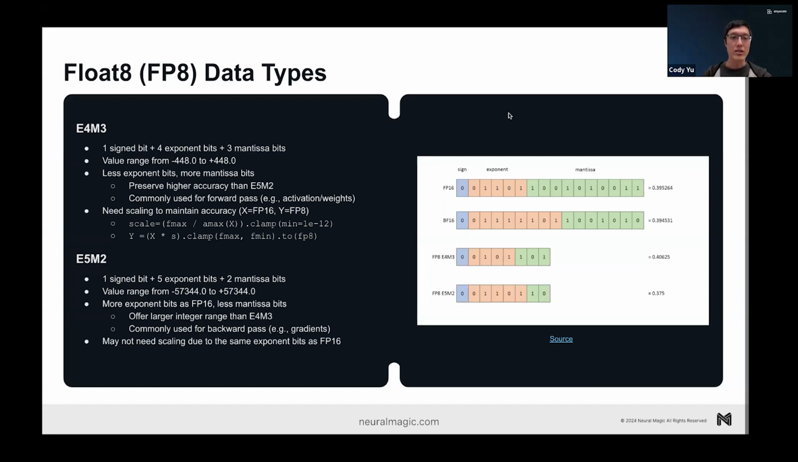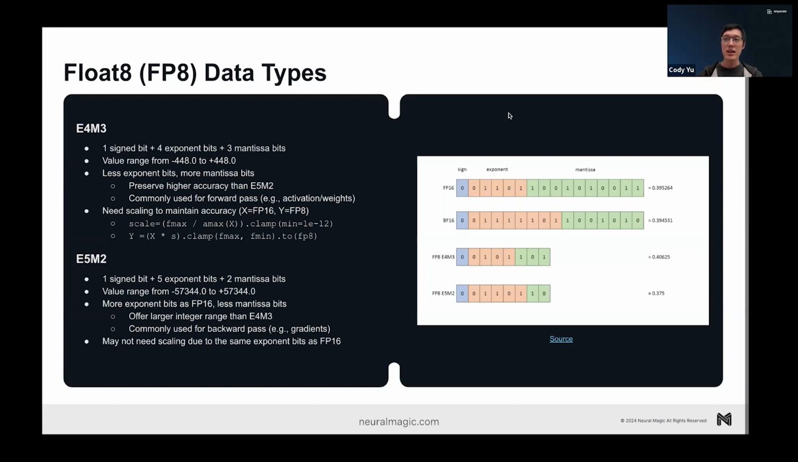Another format is called E5M2. This just changes the number of bits for exponent and mantissa. So you can have a larger value range from minus 57K to positive 57K. This offers a larger dynamic range, and this is commonly used for the backward pass for training because usually you will have larger values of the gradients. And because you have the same number of exponent bits as FP16, you may not need a scaling factor because of that.